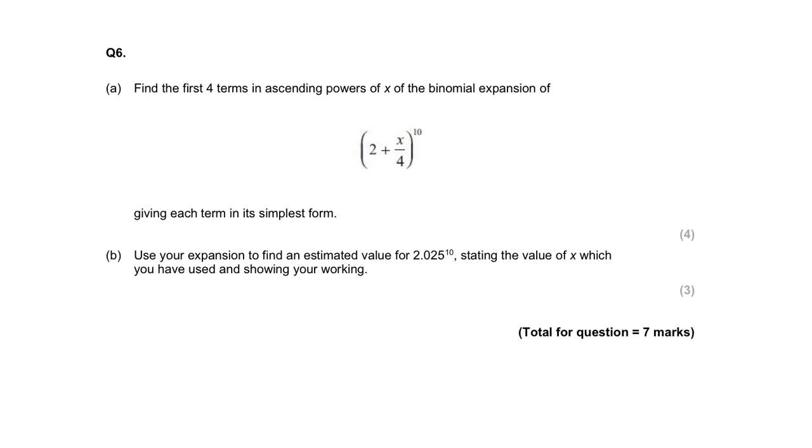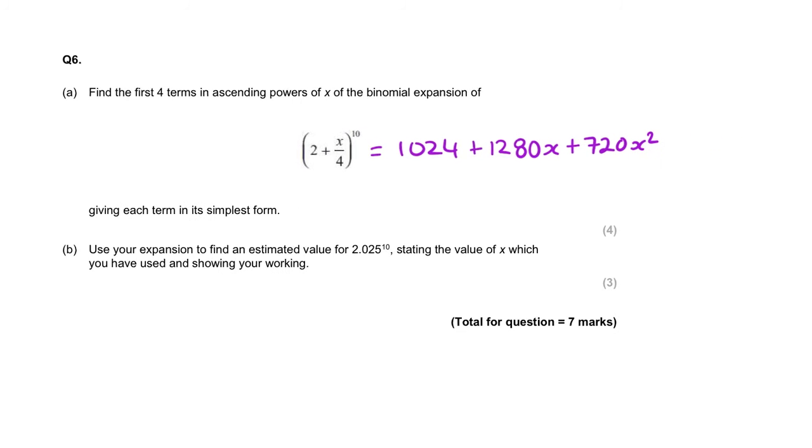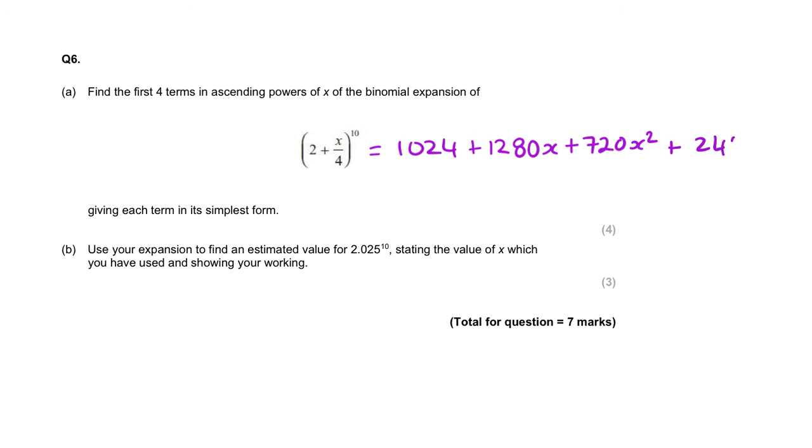Okay, question 6. Everyone should be happy expanding everything now. So let's pretend we did all that. The first one, we're going to get 2 to the power of 10. So then we should get 1024 plus 1280x plus 720x squared plus 240x cubed. So we're just doing the first 4 terms in ascending order.